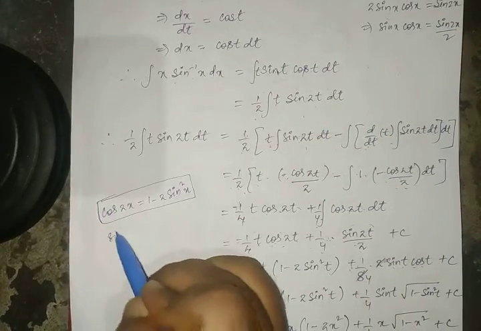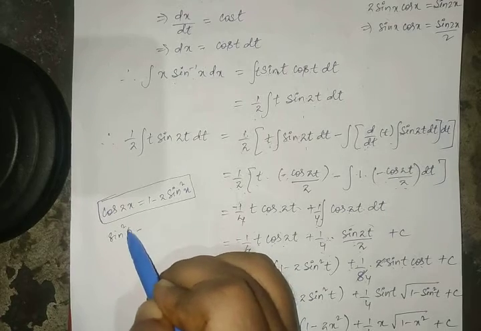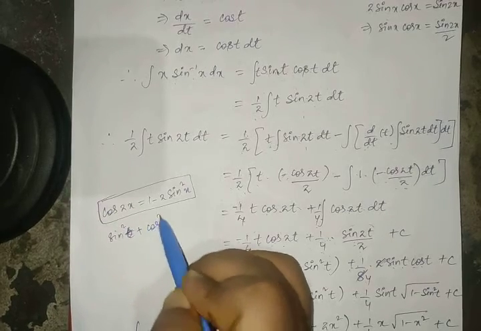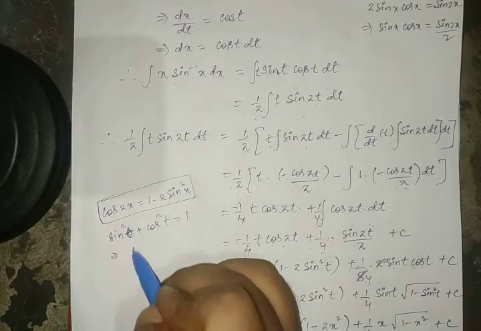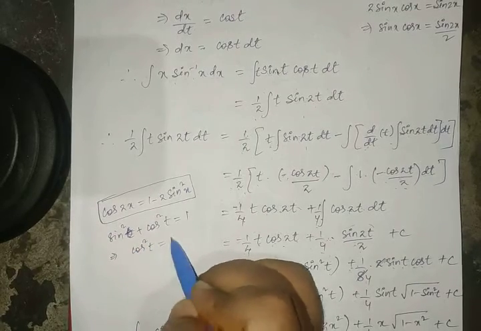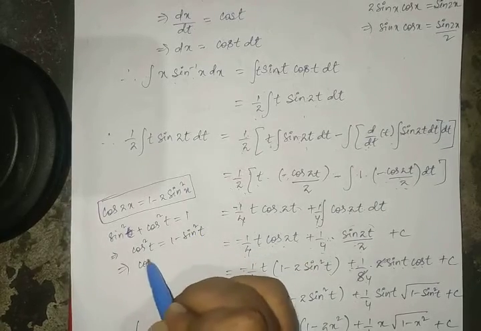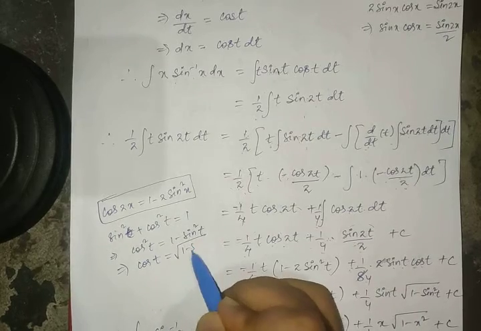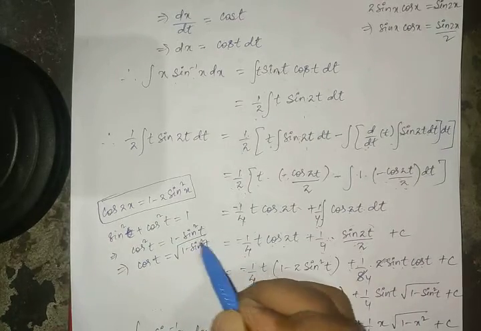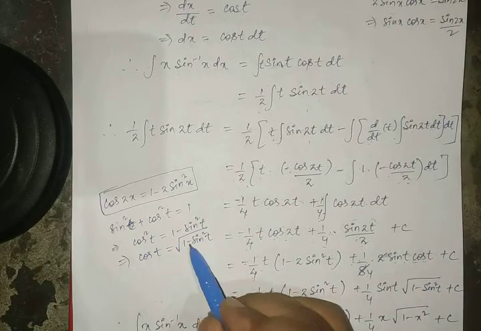We know this formula, sin square t plus cos square t is 1, right? So from here cos square t is 1 minus sin square t, right? Then what will be cos t? This square, if you take it to the right hand side, becomes a square root, right? So that formula I have applied here. In place of cos t I have written root over 1 minus sin square t.